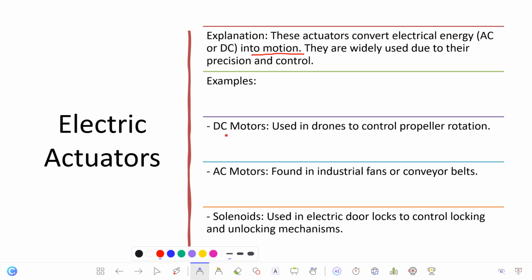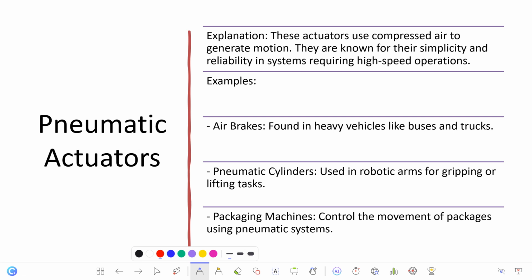For instance, the DC motor. If you have a drone or a game, based on what you press on the controller, the speed of the motor has to change. So it is used in drones to control the propeller rotation. And we also have the AC motor, which is found in many industrial fans and conveyor belts. In addition to that, let's not forget the solenoids, which are used in electric door locks to control the locking and unlocking mechanism.